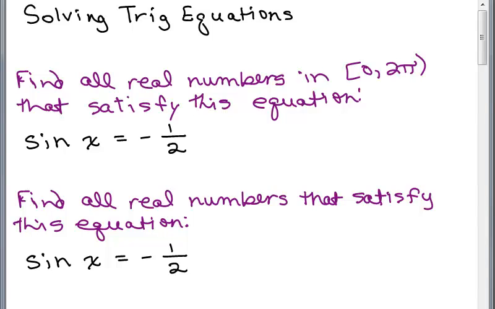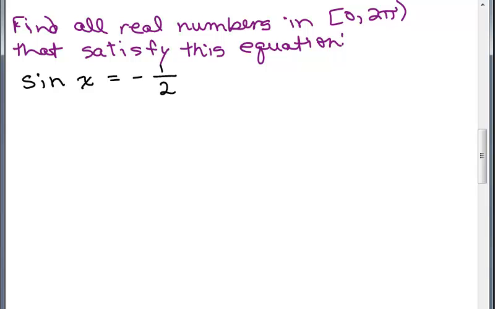All right, we're going to be solving trig equations, and we're going to solve these two equations. Now, notice the equations are exactly the same. Sine of x equals -1/2, but the first problem asks to find all real numbers in the interval 0 to 2 pi, whereas the second one asks us to find all real numbers that satisfy the equation. So let's do the first one.